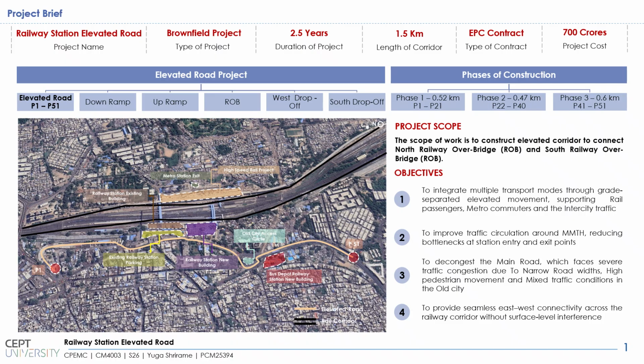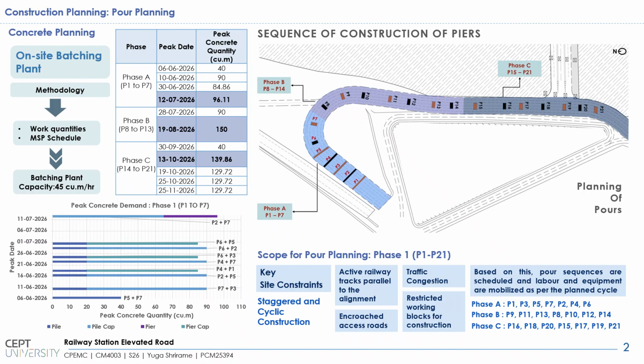This will also improve the traffic circulation around the MMTH and reduce the bottleneck traffic around the station entry and exit points. So indirectly, it is providing a perfect east-west connectivity across the railway corridor without having the need of surface level intervention. Now about the planning of the pier phases, with respect to how the piers will be executed during the construction phase.